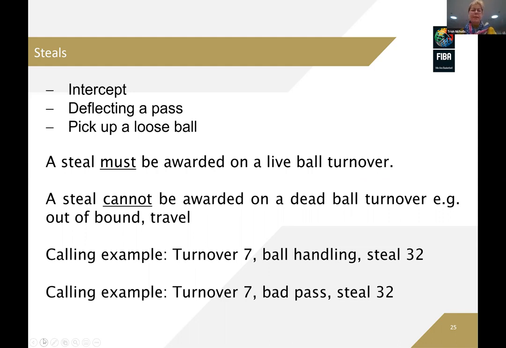You can get a steal like that situation that we just looked at where the pass was bad and then the opposition team intercepted the ball and then ran down the other end and scored a basket. Or you can also get a steal if, for example, I take my example of dribbling the ball and it dribbles off my foot and rolls away. If the other team picks up the ball at that stage, you can have a steal for that. So the ball must stay alive and the other team must come up with the ball. Our calling example down the bottom there is turnover 7, ball handling, steal 32, or turnover 7, bad pass, steal 32.